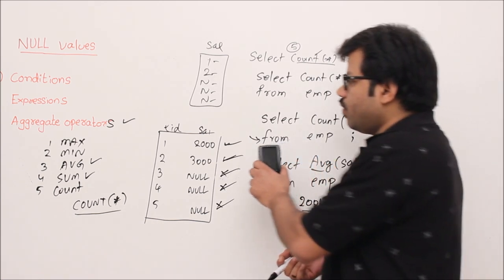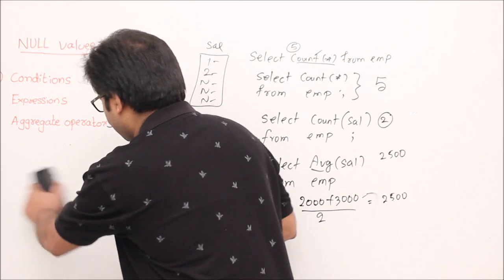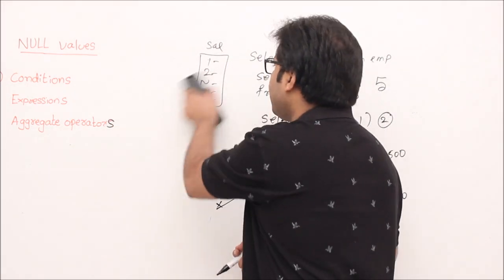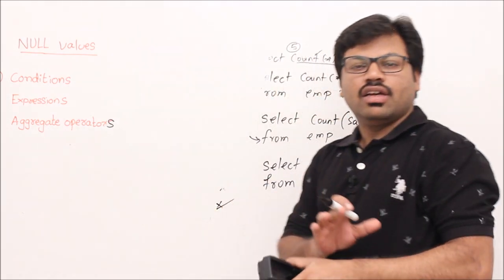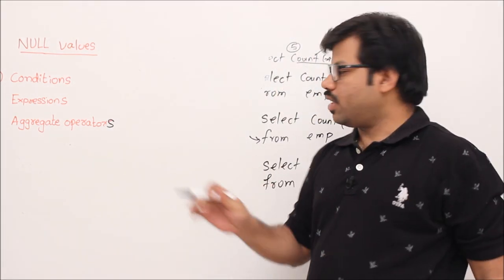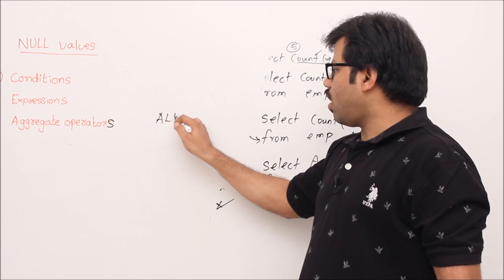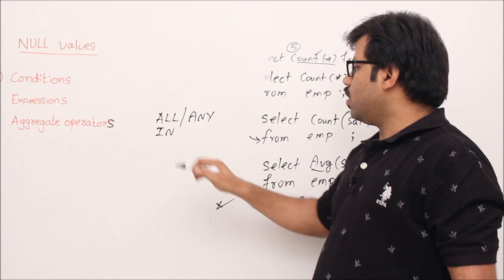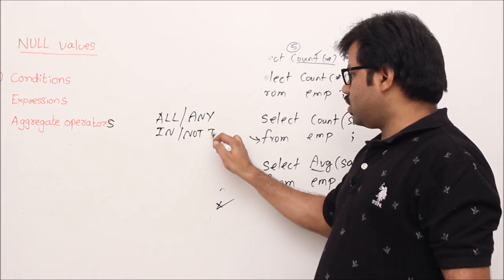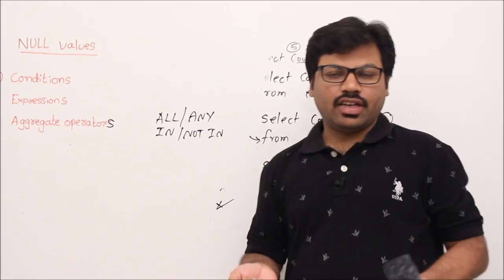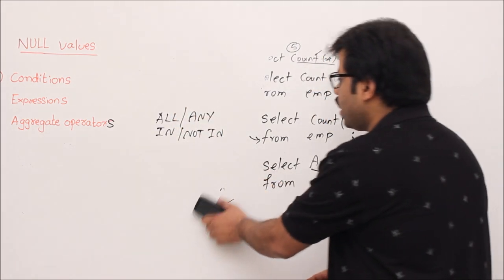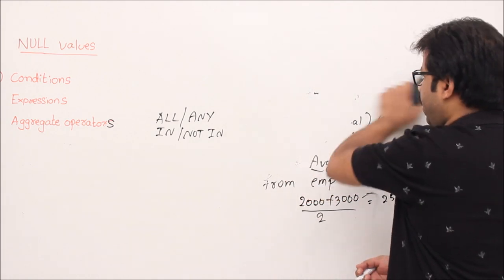Now we will see one more thing about these null values. That is, you have a query with the ALL operator, we know, right? So in the presence of the ALL operator, IN operator and ANY operator, okay, not IN operator, how will these null values be calculated, or how will null values affect your logic, we will see. Let's begin with the ALL operator.